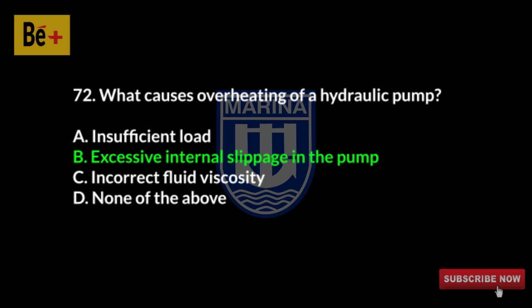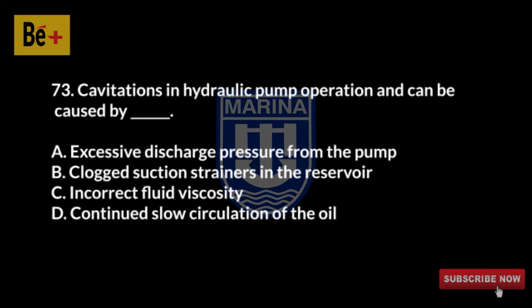The answer is B. Excessive internal slippage in the pump. Cavitation in hydraulic pump operation can be caused by: A. Excessive discharge pressure from the pump, B. Clogged suction strainers in the reservoir, C. Incorrect fluid viscosity, D. Continued slow circulation of the oil.